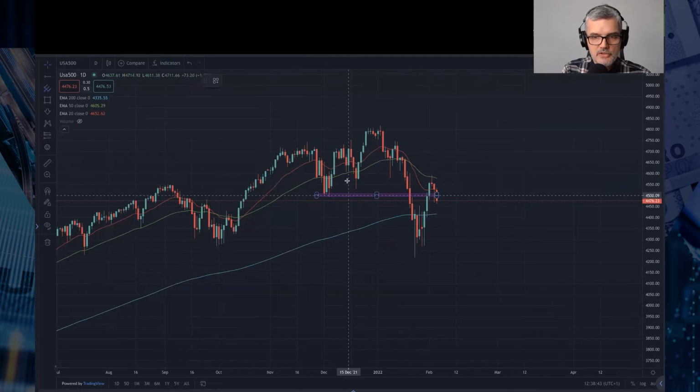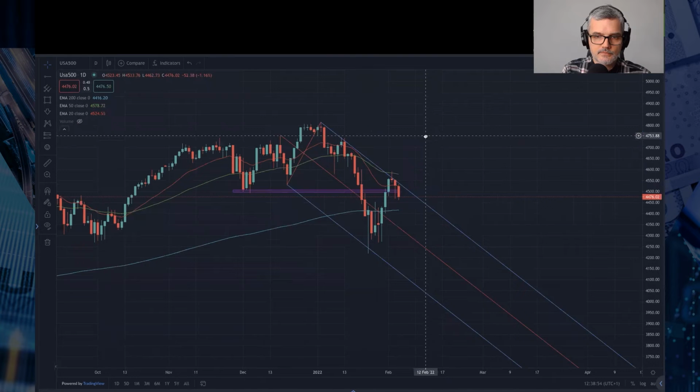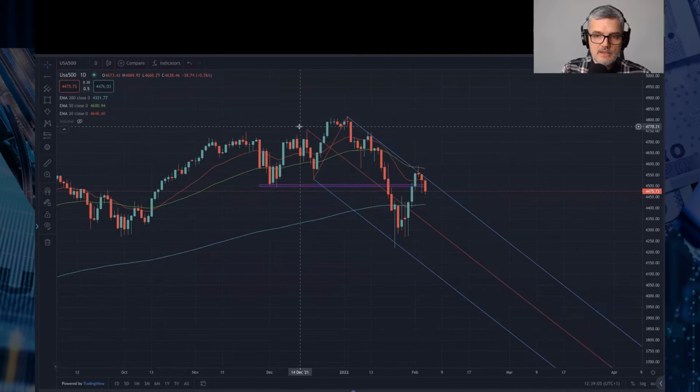If I go to an Andrews Pitchfork, now I said that this here was a swing high, this was a swing low, and then this was the next swing high. And then as this one got broken by the candle on the 20th of January, this was like an early warning that trend change was happening. So now we've got the 50 EMA on the daily chart and an Andrews Pitchfork upper bound acting as some sort of confluence.